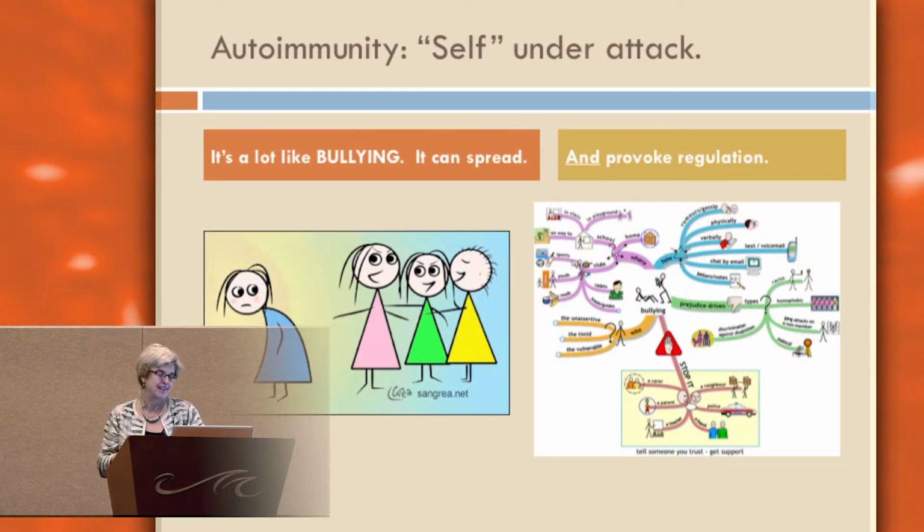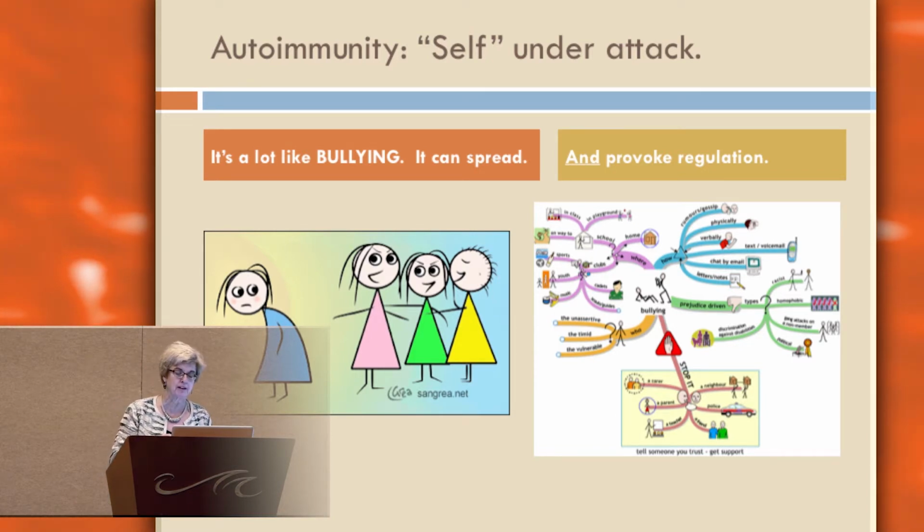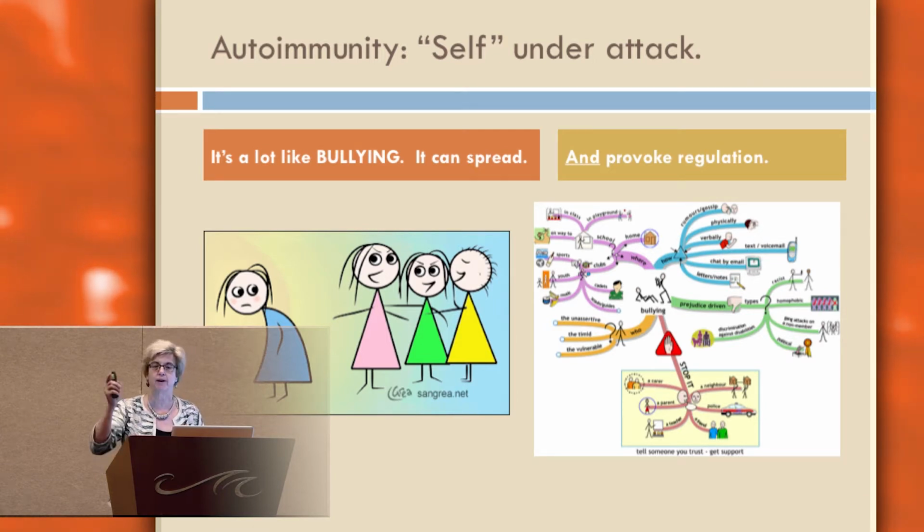You might see that I kind of like analogies. I like cartoons. I like simple things. I don't have a complex mind. I think of autoimmunity like bullying. And just like the school bully can pick on one kid and then decide to pick on another kid and then recruit others and they become a gang, this can happen inside the eye too.